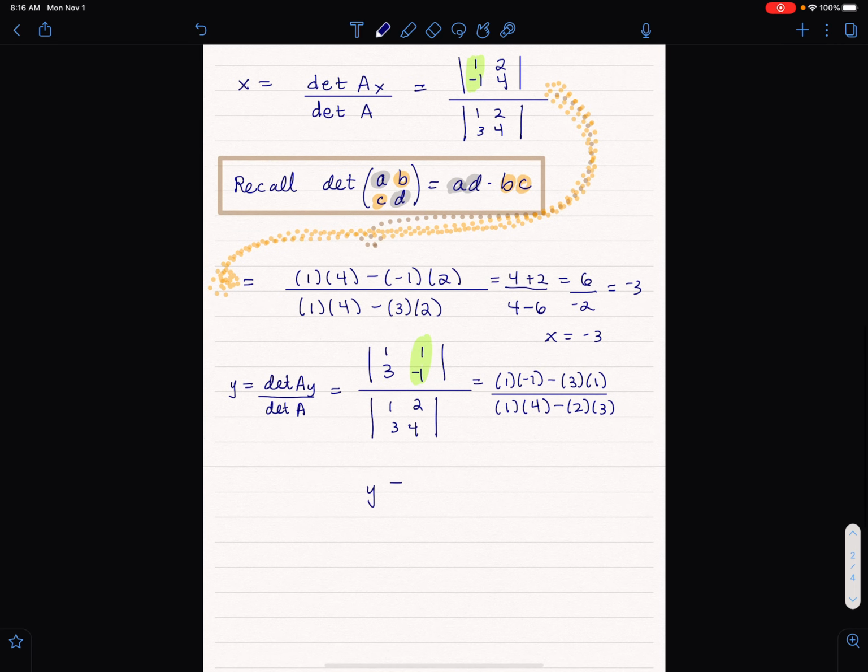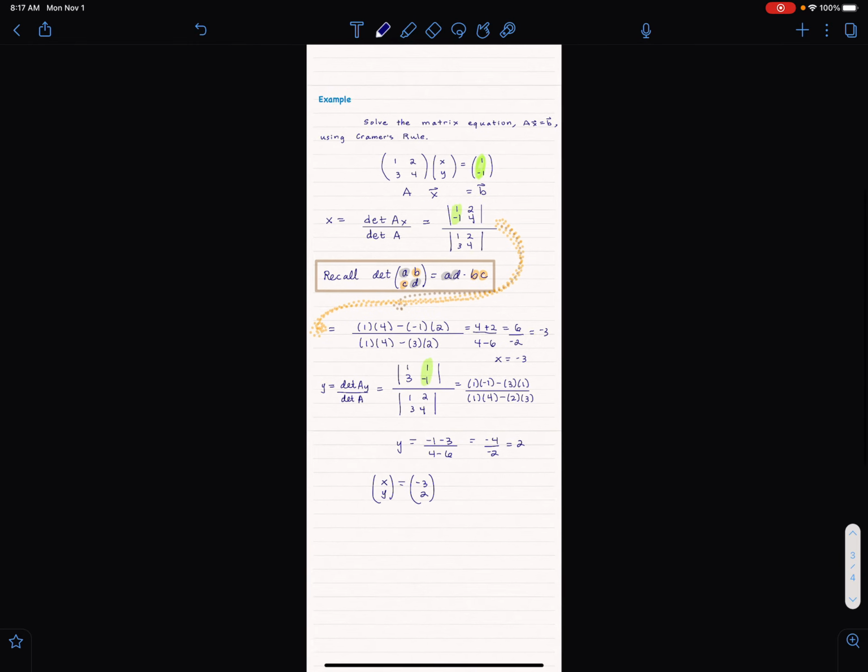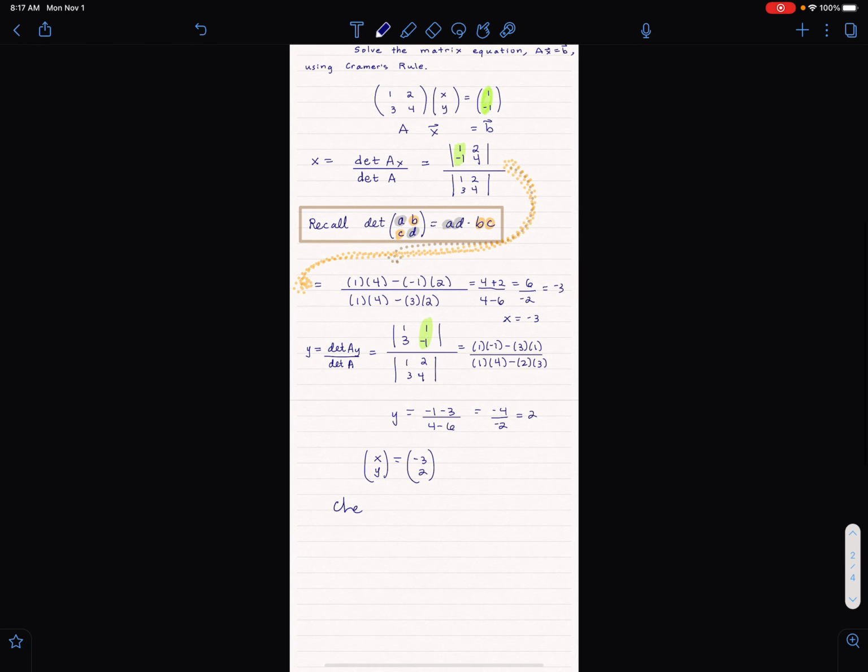Therefore y is equal to negative 1 minus 3 in the numerator, that's negative 4. In the denominator, 4 minus 6, which is negative 2, so y is 2. So we have the vector x, y equal to x is negative 3, y is 2. And it's a really good idea to go ahead and check. You take this 1, 2, 3, 4, multiply by negative 3, 2, and then you get 1, negative 1.